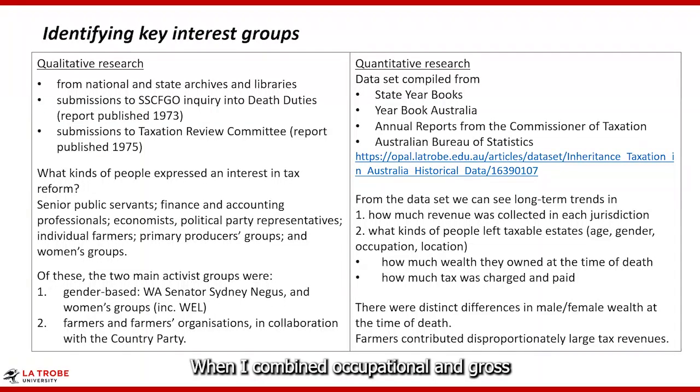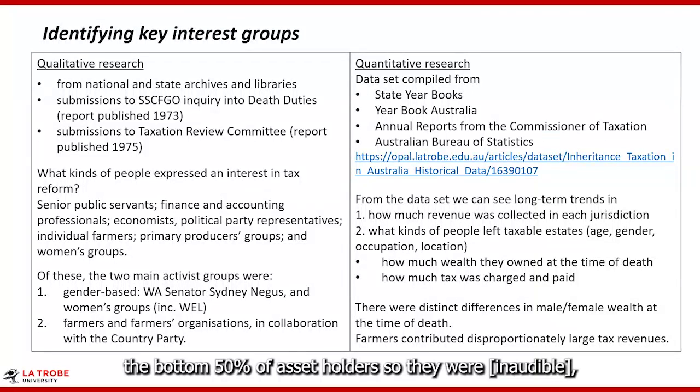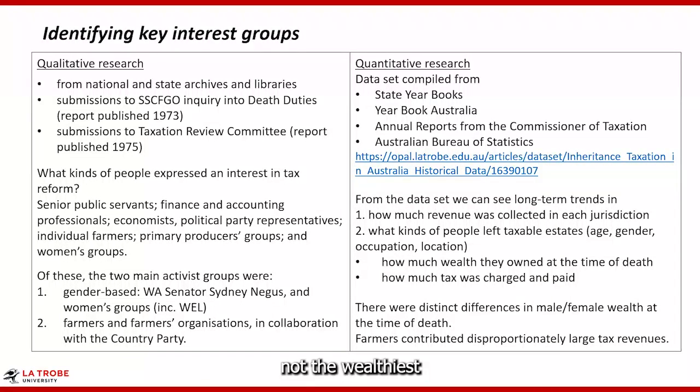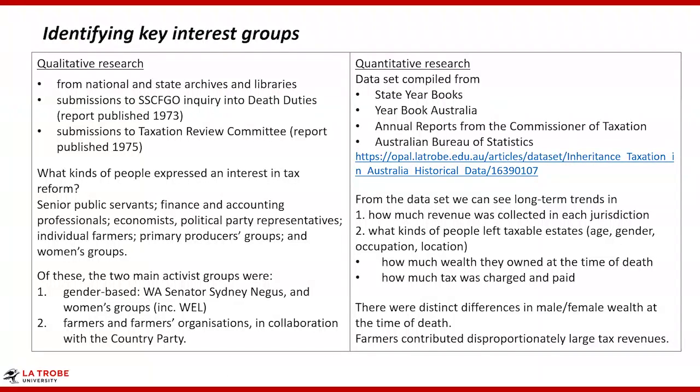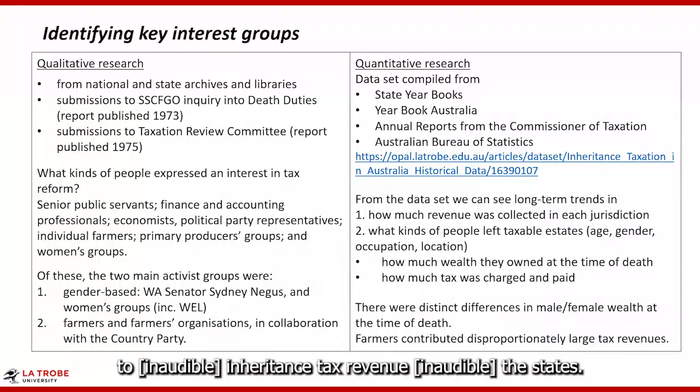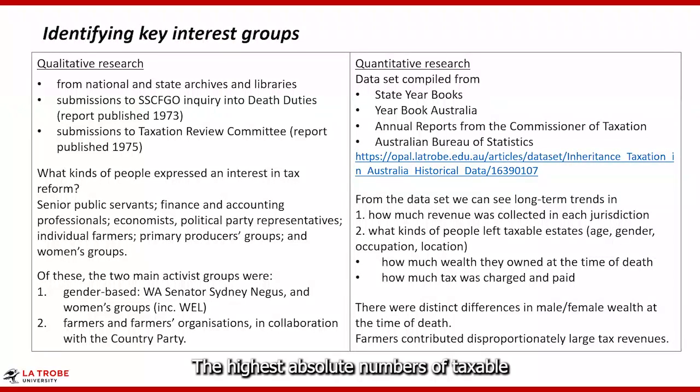When we combined occupational and gross assets data, I found that the retirees were overrepresented in the bottom 50% of asset holders, so they were the most numerous but not the wealthiest. But in contrast, the farmers that left taxable deceased estates were strongly overrepresented in the top 10% of asset holders. And they contributed disproportionately large amounts of inheritance tax revenues in the states. The highest absolute numbers of taxable farm estates were located in New South Wales and Victoria, but the highest per capita concentration was in Queensland, followed by Western Australia.